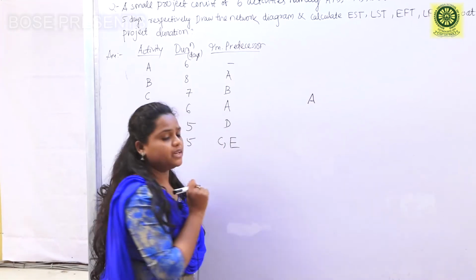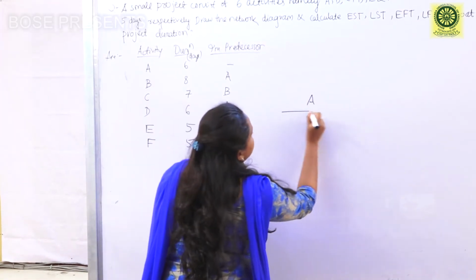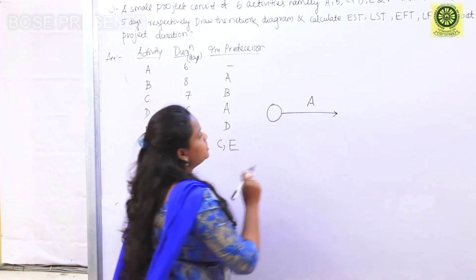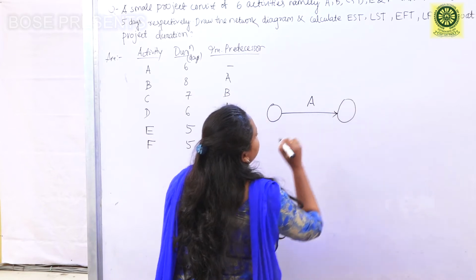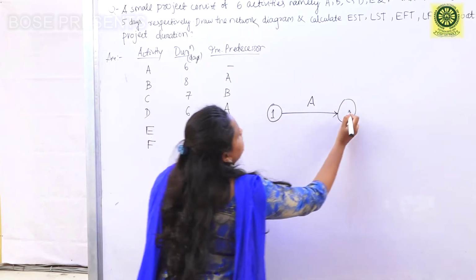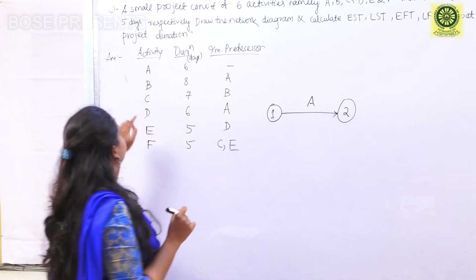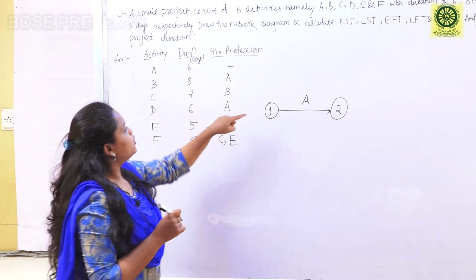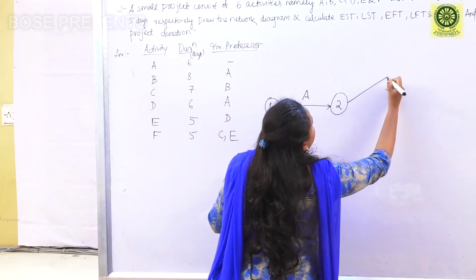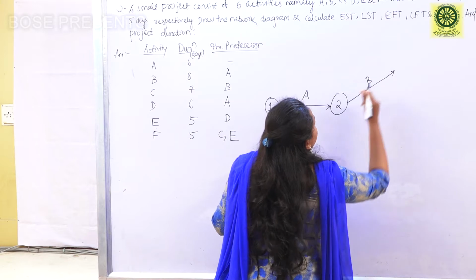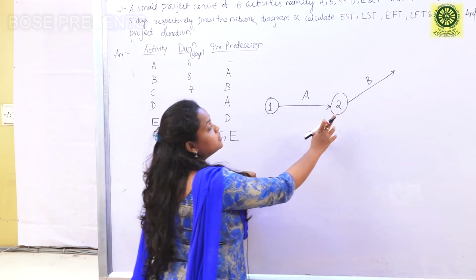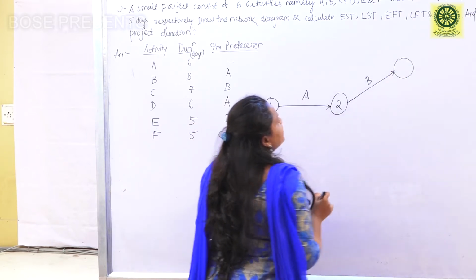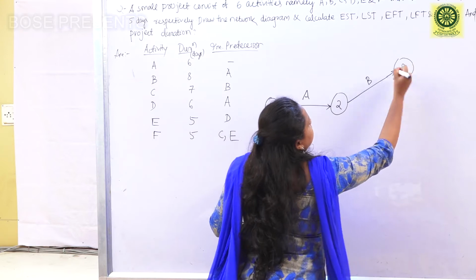An activity can be drawn as an arrow with an initial event and a head event and tail event. So this is event number 1 and this is event number 2. Then come to activity B. B's immediate predecessor activity is A. So B can be drawn like this. This is the initial event of activity B, and this is the tail event of activity B. This is event number 3.